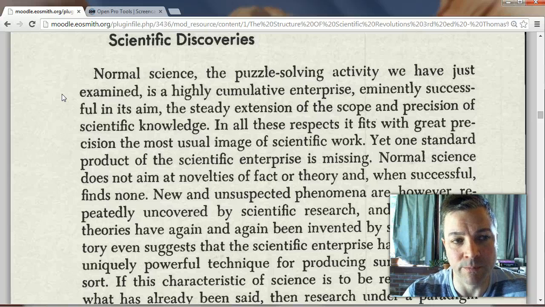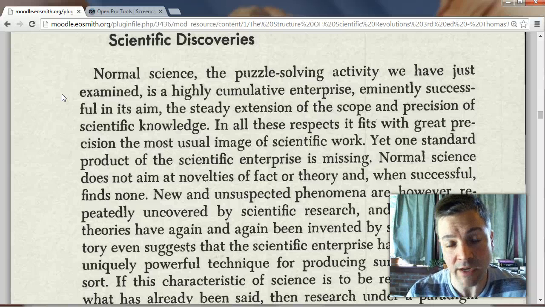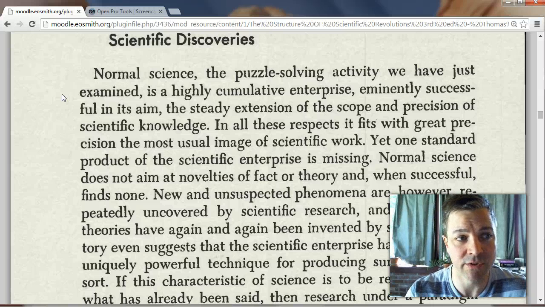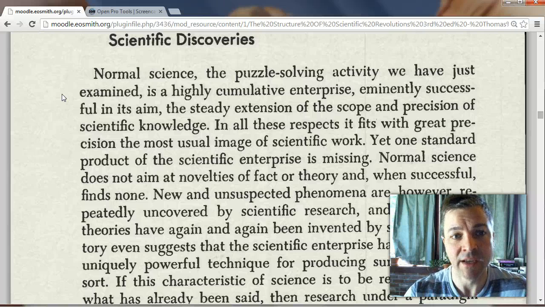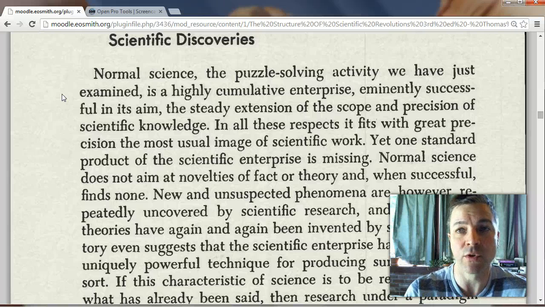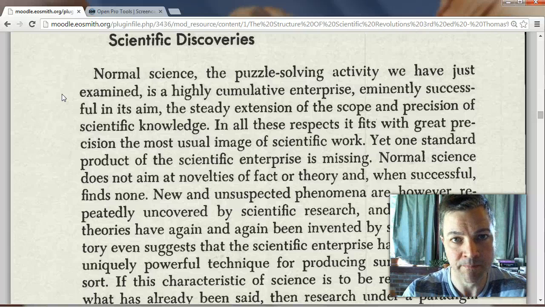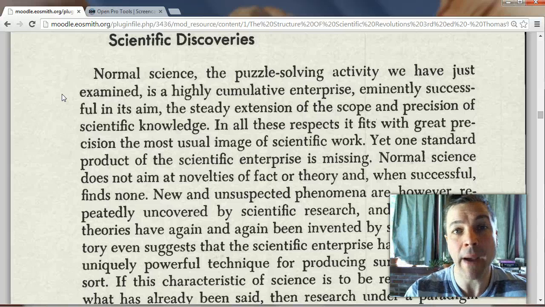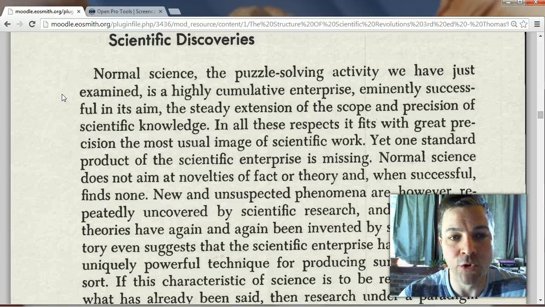Now, in Kuhn's view, normal science is the way science works most of the time. For example, right now in physics and chemistry and biology, we're working in a period of what we call normal science. Now, normal science is contrasted with those periods of scientific revolution, when science is in crisis and then a whole new paradigm results. Normal science is a puzzle-solving activity.